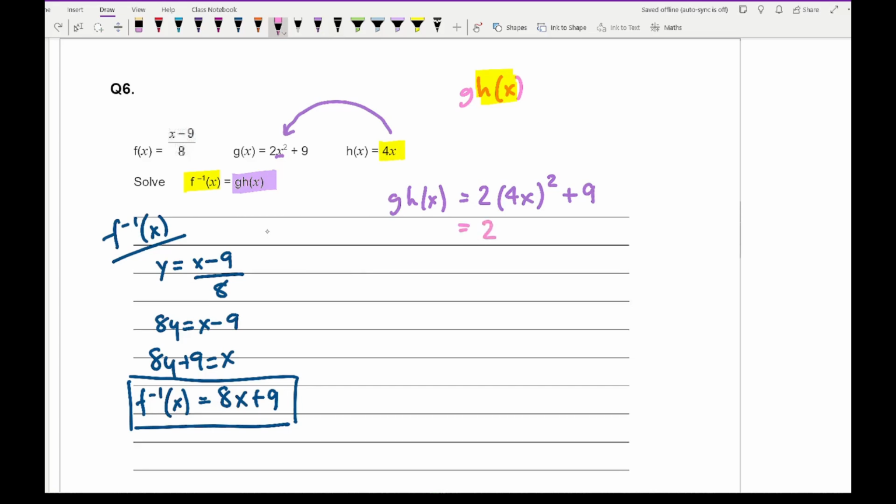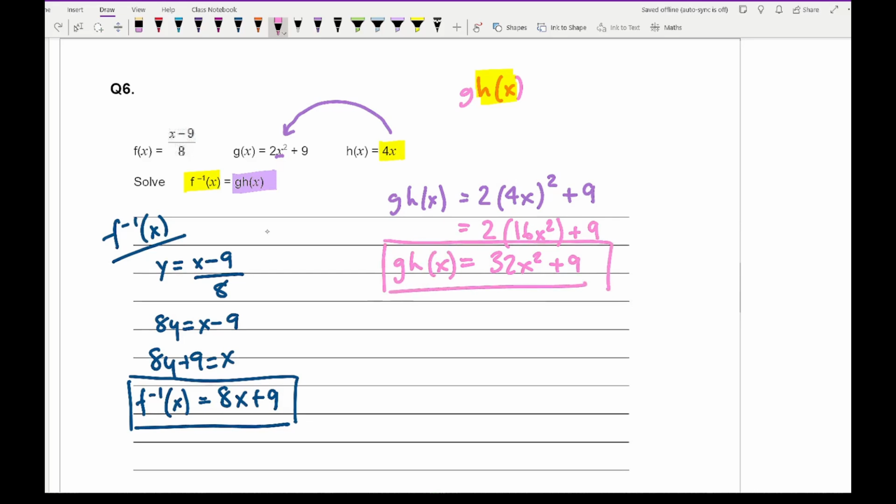So this is going to be 2 lots of 16x squared plus 9. And then expanding the brackets out, we get 32x squared plus 9. And that is what gh of x is equal to.